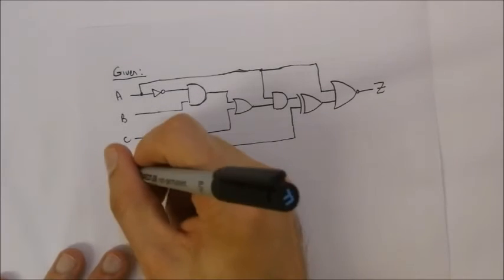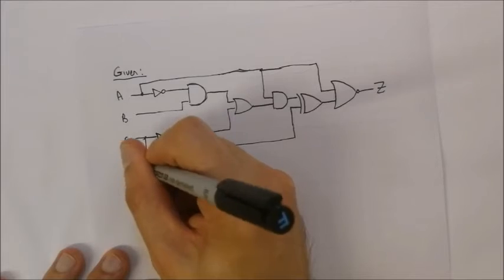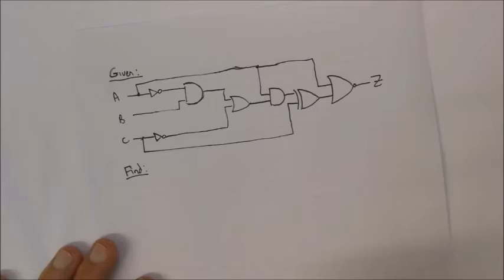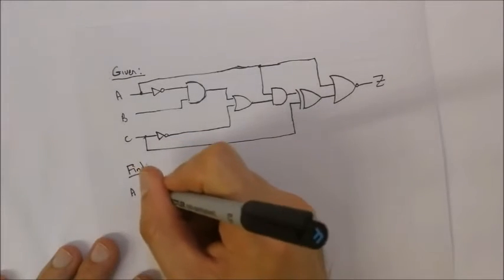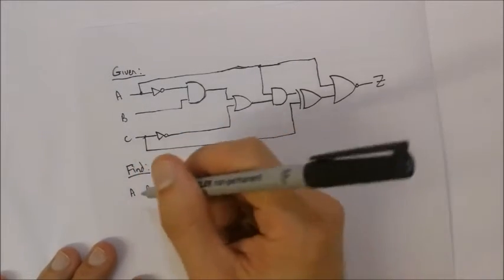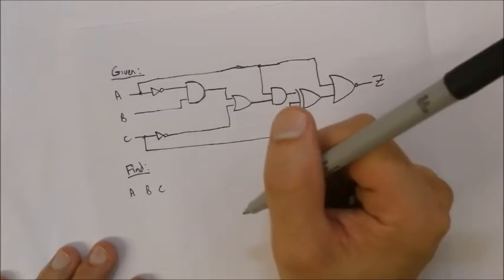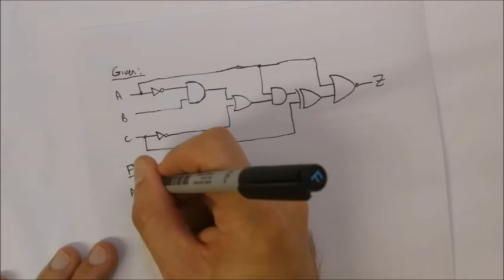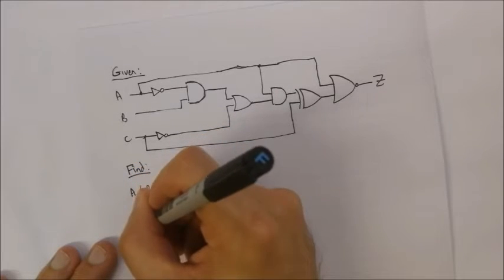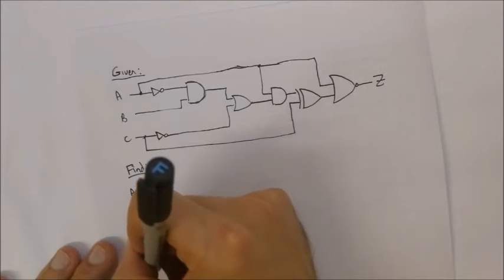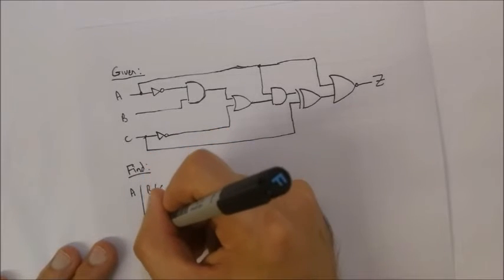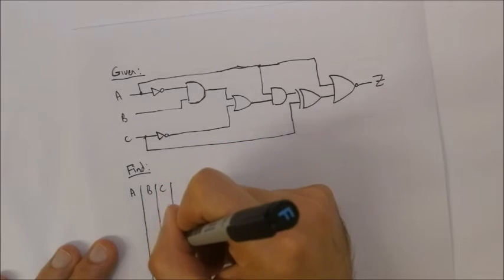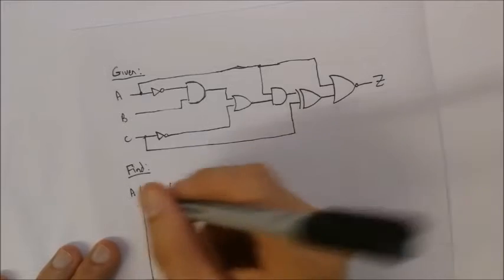Now you've got to find the truth table, and you've got to find the expression. So let's start off with the truth table. We've got A, B, and C. Those are the inputs. We could have more inputs, but those are the ones we're going to be looking at. Because we've got 3 inputs, we've got essentially 8 different possibilities. So we draw our table like such.